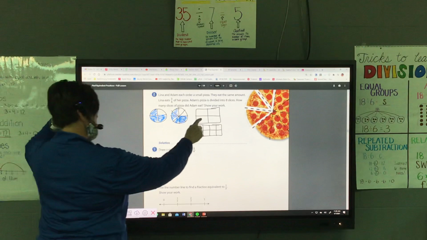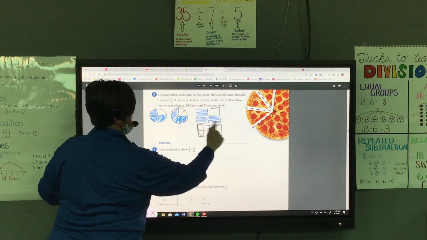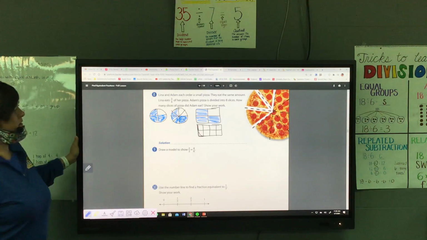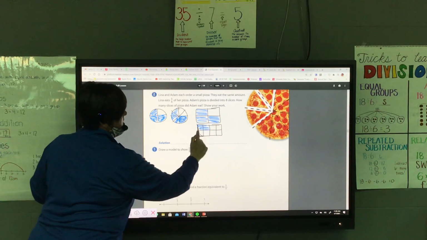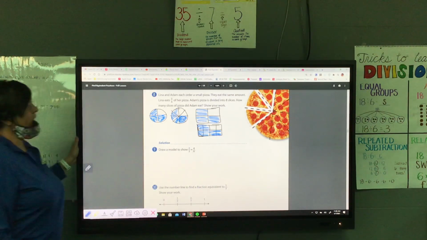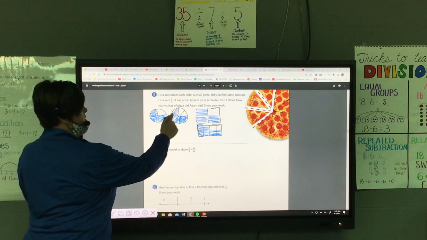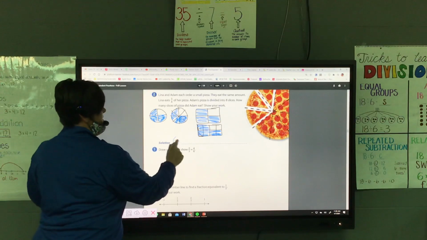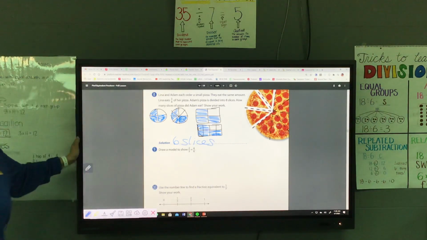Okay, let's look at it on this one. Lena eats 3/4 of her pizza. So Adam's going to eat those 2, and those 2, and those 2. So how many slices of pizza did Adam eat, everyone? 6. 1, 2, 3, 4, 5, 6. 6 slices. Okay?